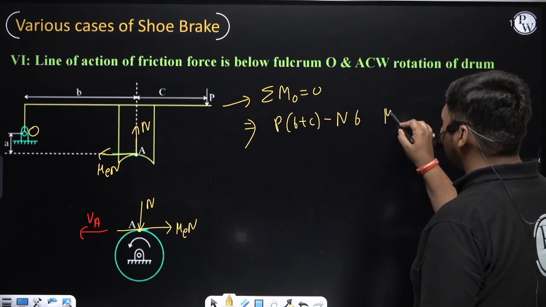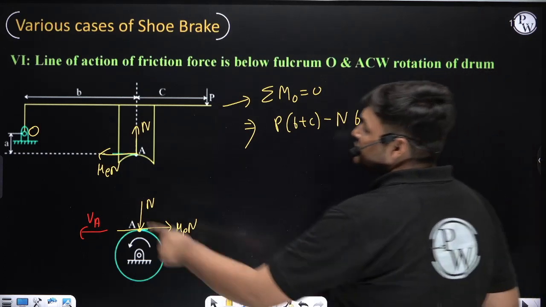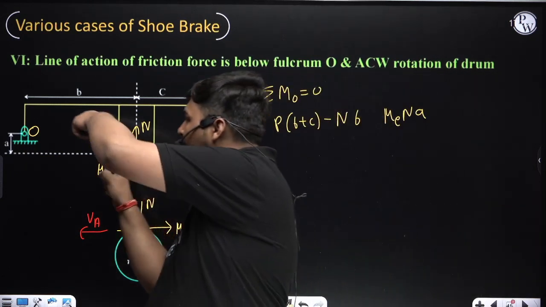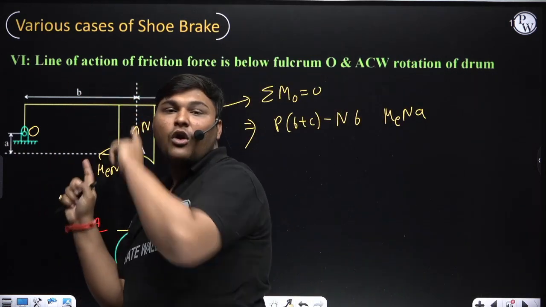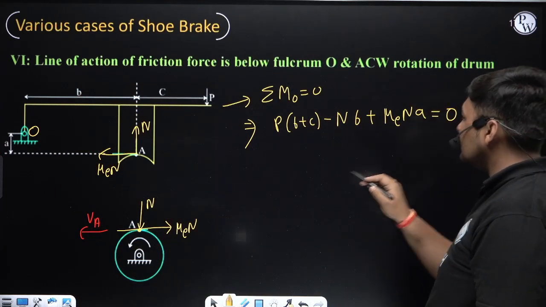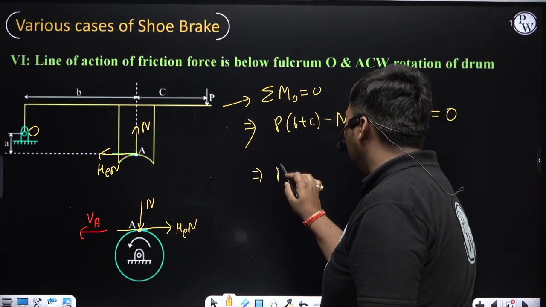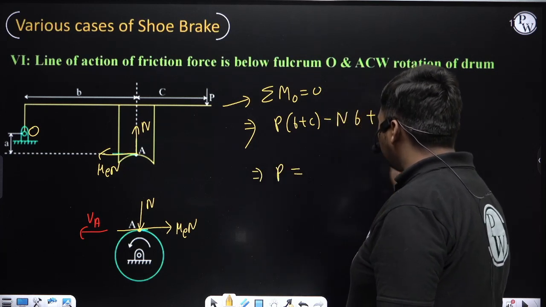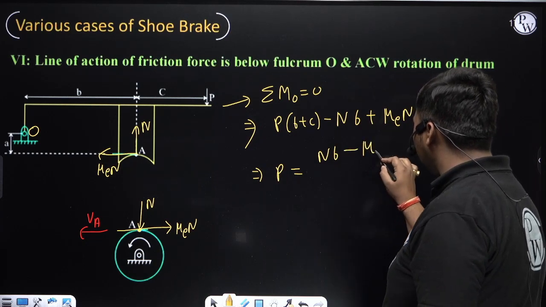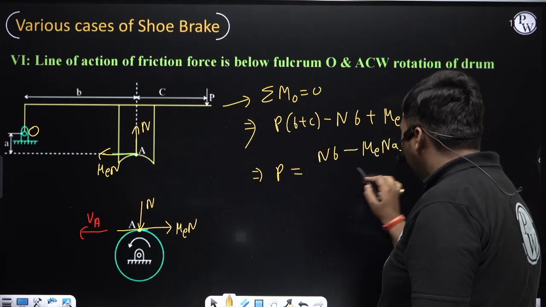Moment of friction force will be mu N, its perpendicular distance from O is A. Now direction of moment due to friction is clockwise. Check carefully, clockwise, and I am taking clockwise direction as positive, and I am equating this with 0. So P will be this; this minus will come this side and become plus, and this plus will come this side, minus mu N a upon B plus C.